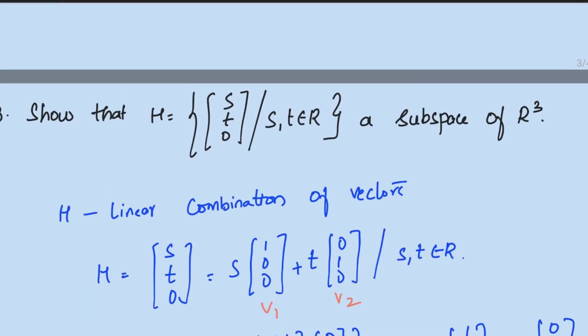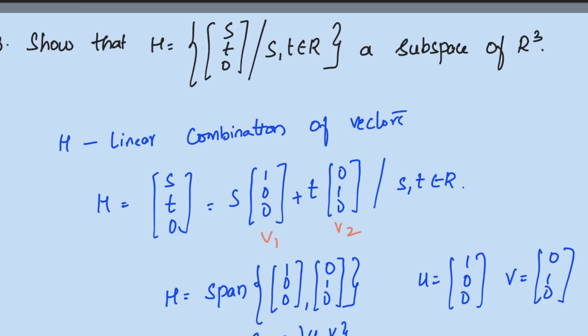Here, look into the third question. Show that H equals {(s, t, 0) : s, t belong to R} is a subspace of R cube. Now, we can write this H as a linear combination of vectors. We have seen that, let's first suppose v1 and v2 are the vectors, right? We have seen this in the previous problem.